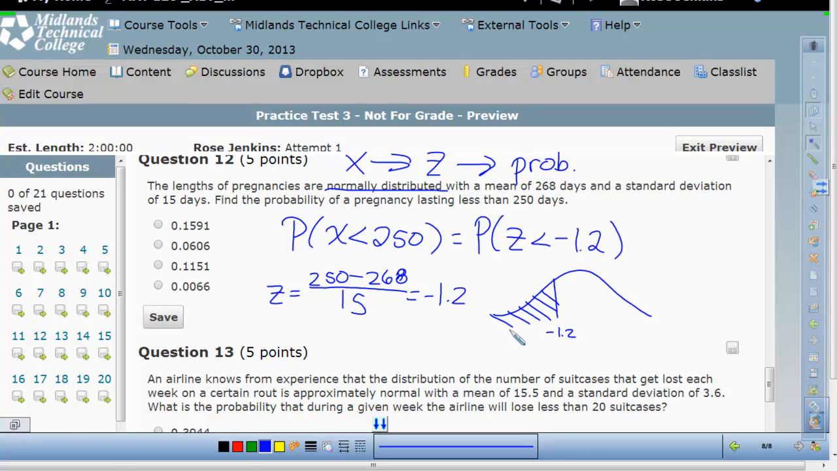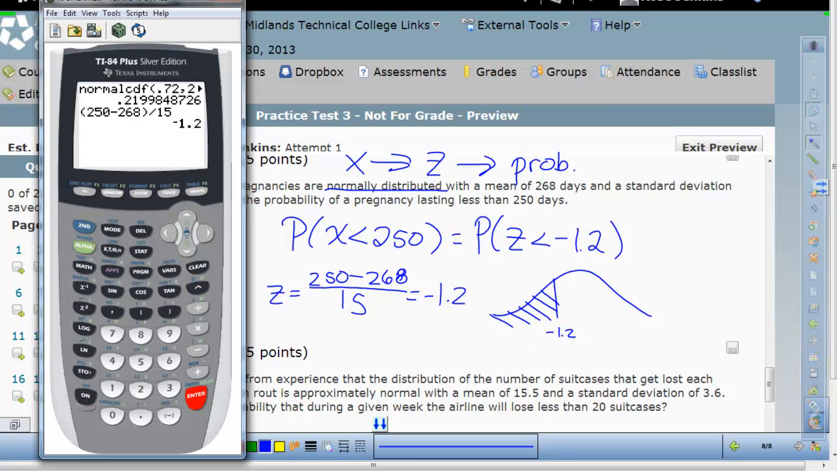So my lower bound is what? Minus infinity. And so we'll just put in a big negative number. So we're going to do second, distribution, normal CDF, which is number 2. I've got minus 10 gazillion to minus 1.2. That's my upper bound. And so we get 0.1151.